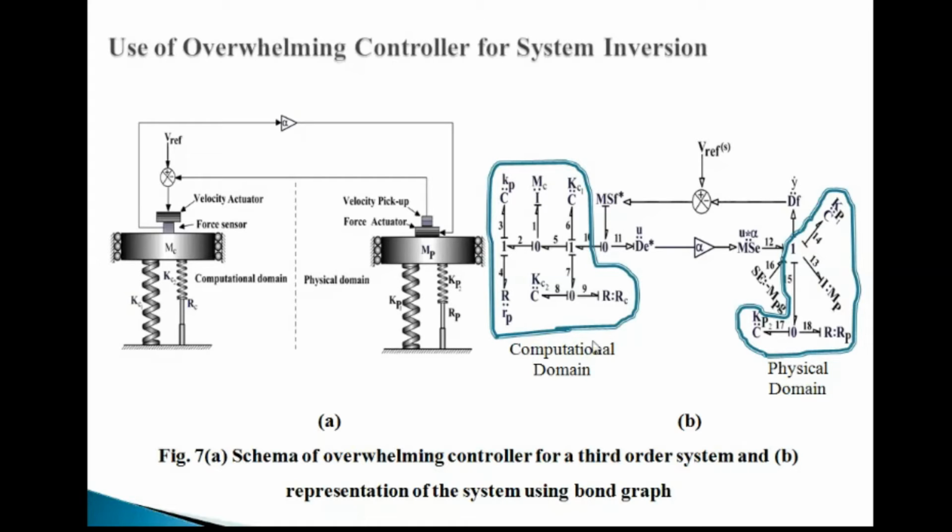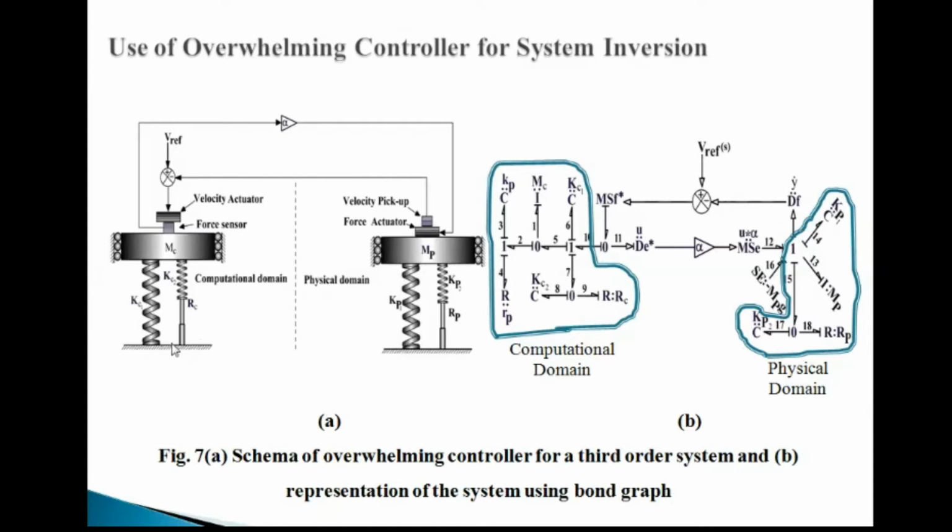So what does this model represent? This is basically a simple spring mass damper system where the velocity of the plant is picked up. Then this sensed velocity is compared with the reference velocity given by the user, and the difference between both velocities is given to the velocity actuator. Now this is not a real velocity actuator. This is a conceptual actuator which applies the error in the velocity to the controller system.